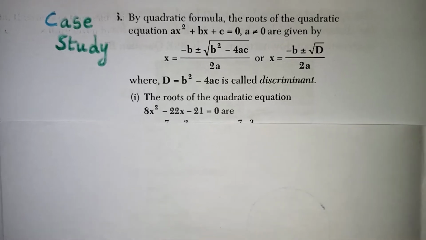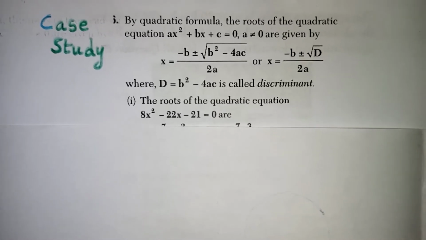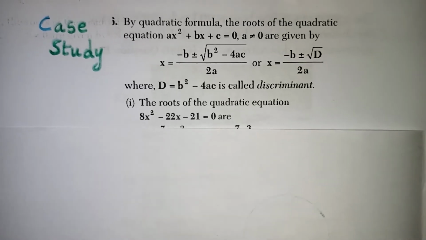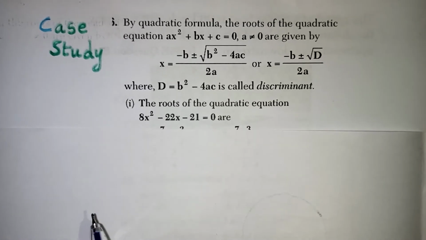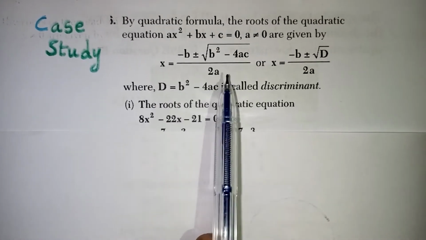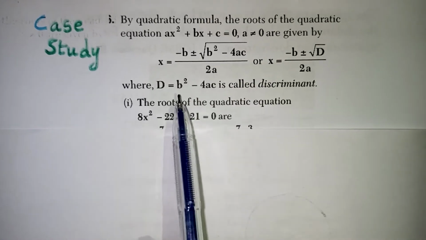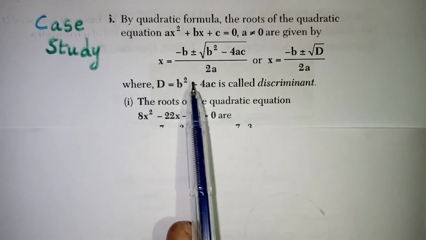Hi students, in this video we are going to learn a case study question from the quadratic equations chapter. Look at the question. The quadratic formula: the roots of the quadratic equation ax squared plus bx plus c equal to 0, a should not be equal to 0, are given by the quadratic formula.